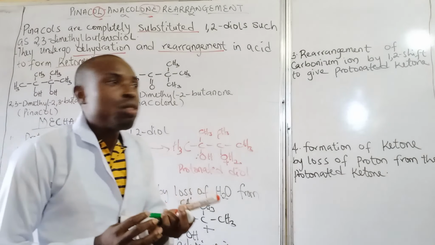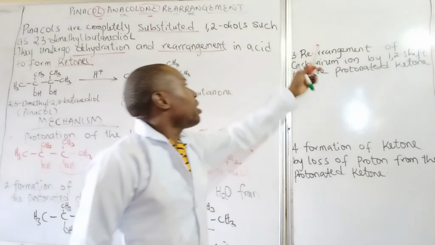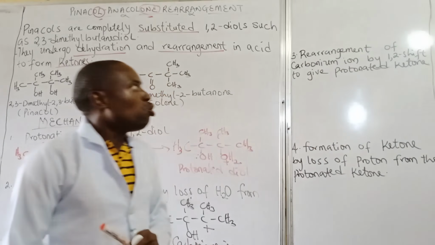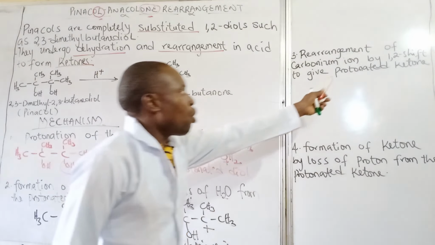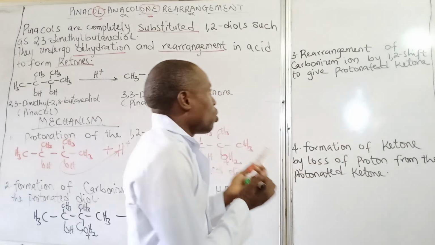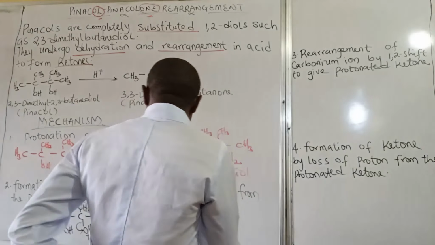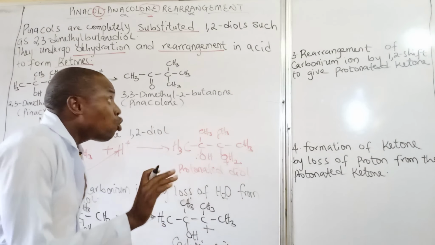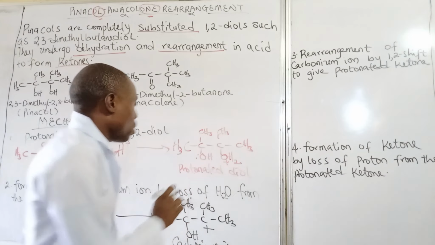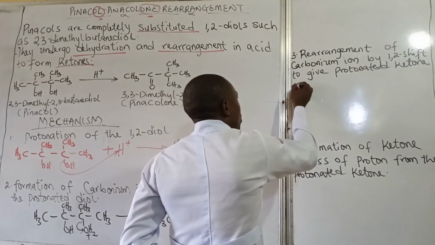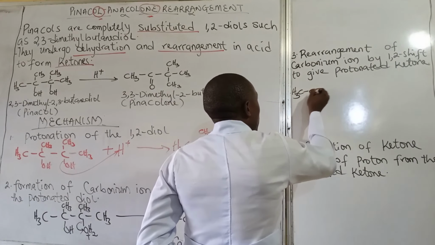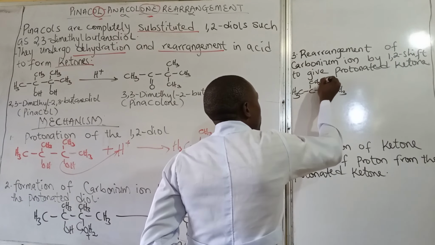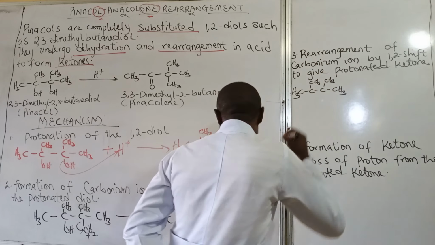Ion. Then we move straight away to number 3, which is the rearrangement of the carbonium ion by 1,2 shift to give a protonated ketone. So how do we go about it? Simple. This carbonium ion that I have here will undergo a 1,2 what now? A 1,2 shift. So I'm having something of this nature. Just follow the way I am doing it. It is not difficult at all.